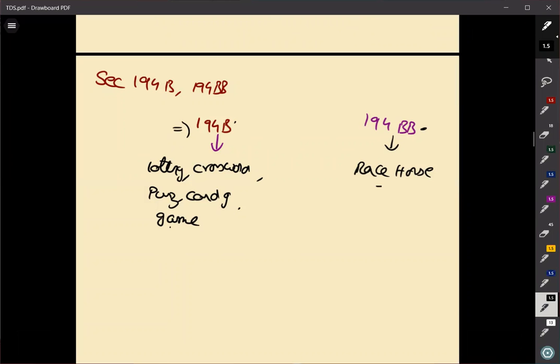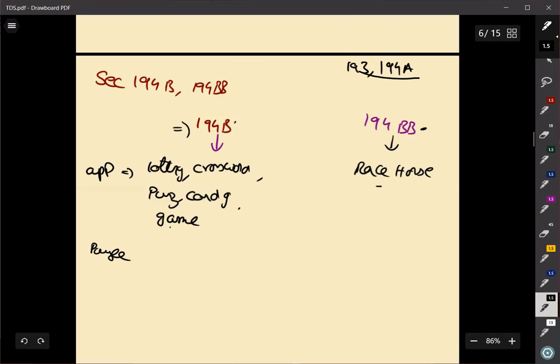Now, what is the rate of TDS? Okay, so here applicability is nothing but this. Again, for any section, you will be having a payer and you will be having a payee. If you remember, for section 193 and section 194A, we were calling the payee as only resident.